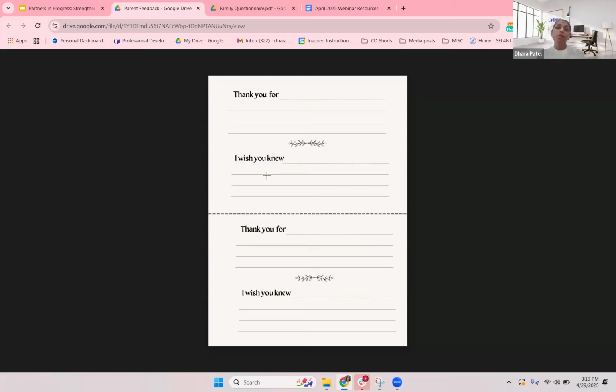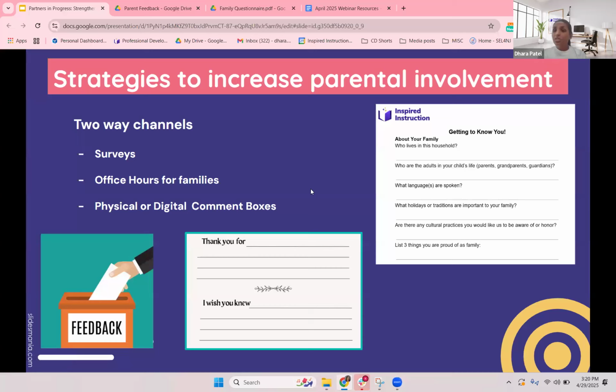But again, the language you are using, you are also modeling for the parents the type of language they should be using with you when it comes to engaging, right? So you're trying to increase parental involvement in a positive fashion, right? So this is something to consider. And if it's digital, that's just to say, instead of it being a physical paper, you're also providing a Google survey link, for instance, right? So that way it's easily accessible by the parent's phone.